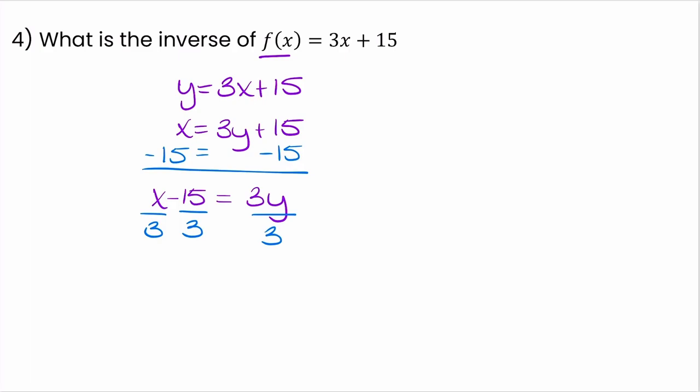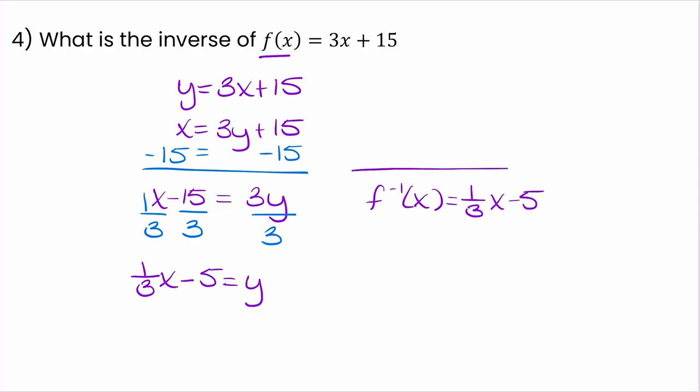So when I do that, remember the x has a 1 in front of it. So this is going to become 1/3 x, minus 15 divided by 3 is 5, and that is equal to y. So that's going to be the inverse. F inverse of x is equal to 1/3 x minus 5.